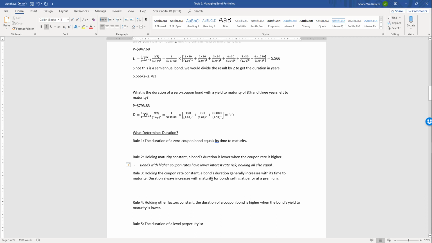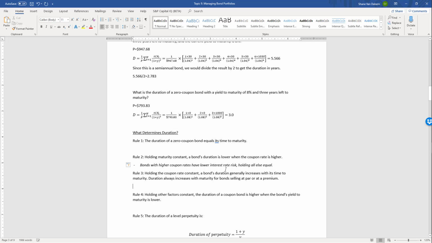Holding the coupon rate constant, a bond's duration generally increases, so the interest rate risk increases, with its time to maturity. Duration always increases with maturity for bonds selling at par or at a premium. That may not be the case if the bond is selling at a discount, especially a deep discount.